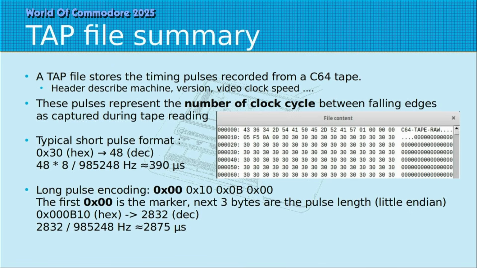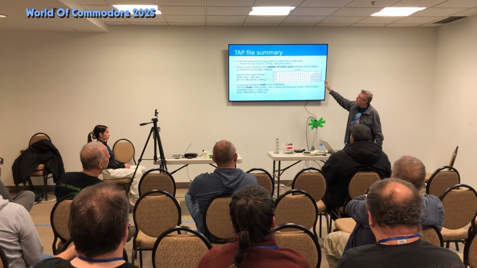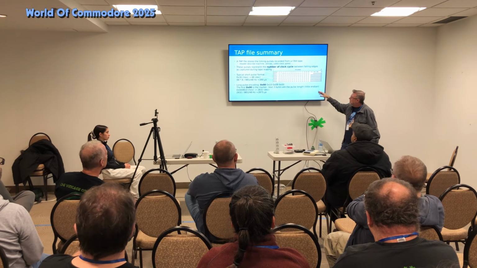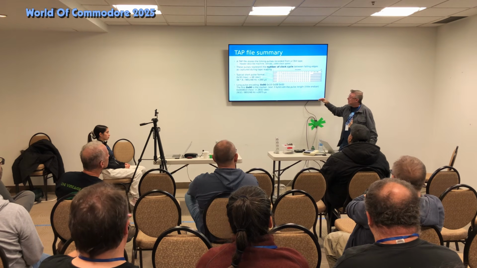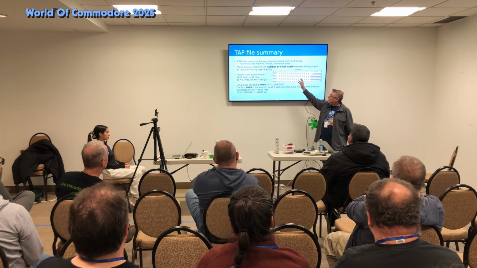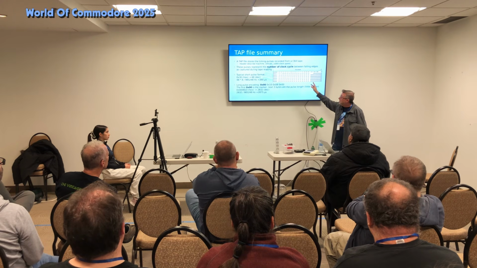So I've mentioned a little bit the TAP file a couple of times. It's very easy to understand if we look at one. First, not very important for the presentation, but there is a header that describes the machine, the version, the video clock speed. But what is interesting, all the data is the number of clock cycles as captured. So you probably see a bunch of 30 there.